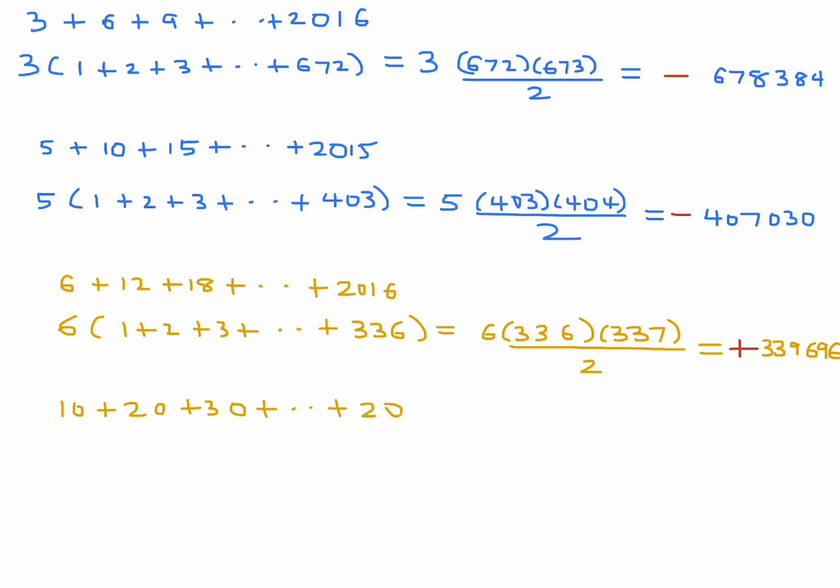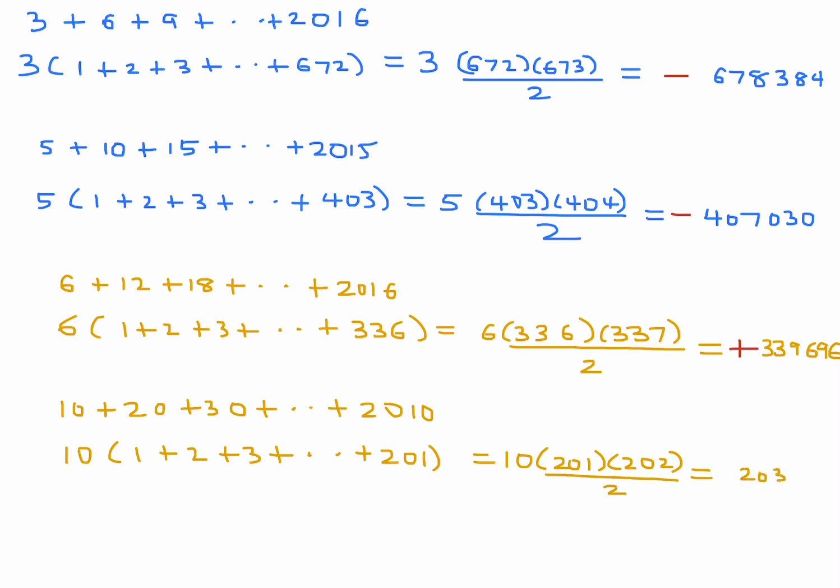So we're going to go up to, I believe, 2010. So factor out the 10, we get 1 plus 2 plus 3 plus ... up until 201. And that would give me 10 times 201 times 202 divided by 2, and that is 2,031,010. And remember, we're adding this guy.